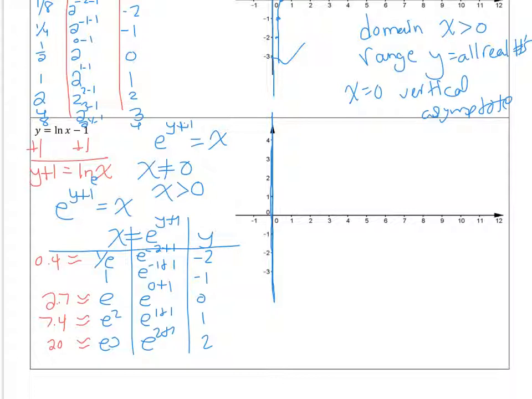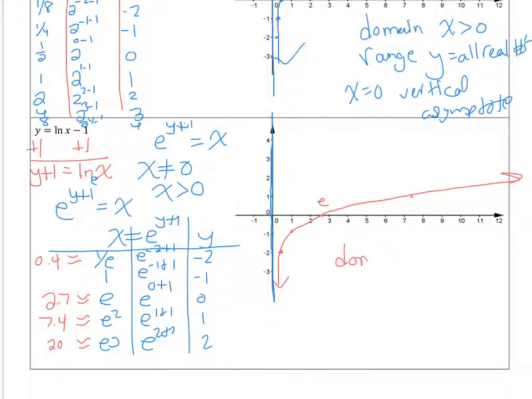So we can graph x equals 4/10. We would be down here at a y of negative 2. x equals 1 would be at negative 1. And x equals e, or 2.7 approximately here, is our x-intercept. And over here at 7 4/10, we would be up at 1. And then x equals 20, we would be off the chart. So you can see our curve is kind of going like this.